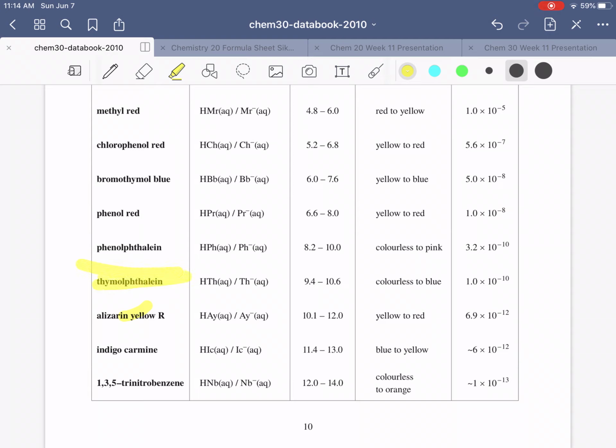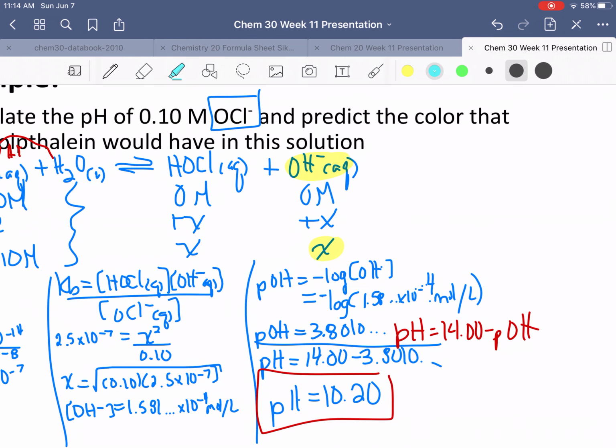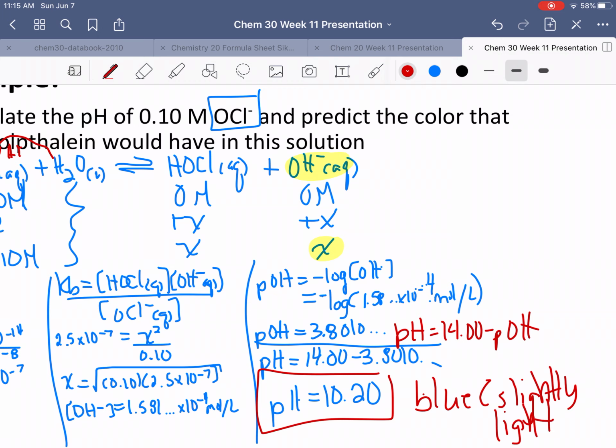Here's our thymolphthalein. We had a pH of 10.20. Look where this falls, guys. It's just before the 10.6. So it's not a deep, deep blue, but it's still definitely going to be blue. So in all honesty, the way I would usually label this, I'd be like blue, slightly lighter, or a lighter blue, or light blue. Right? Ultimately, is it going to look blue? Yeah, absolutely. It's just not going to be quite as deep.